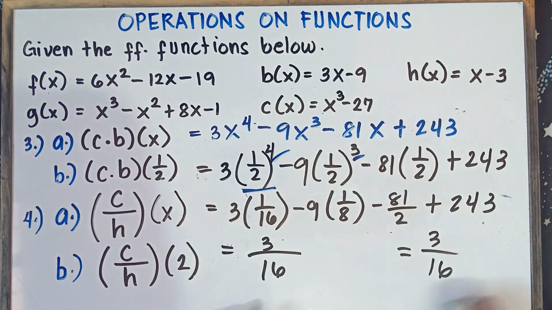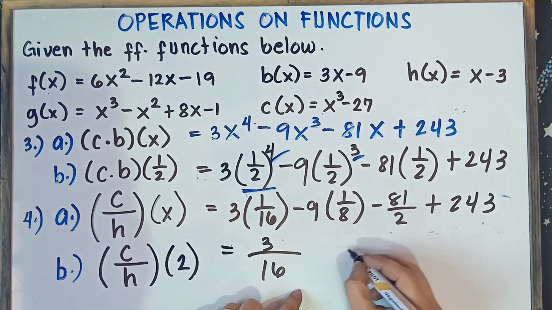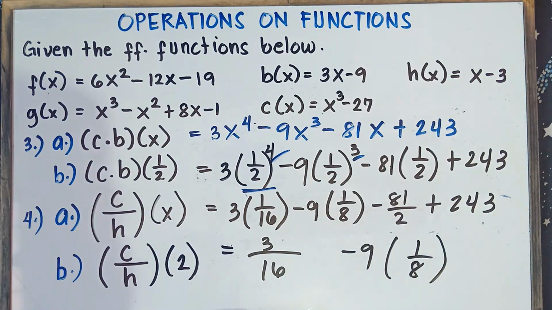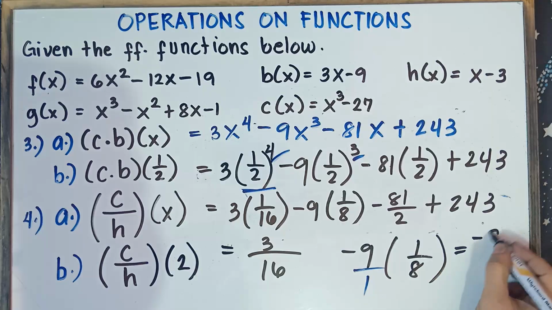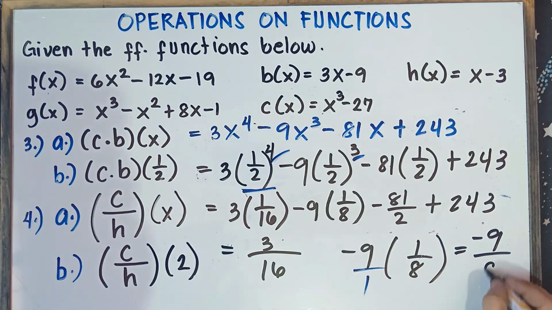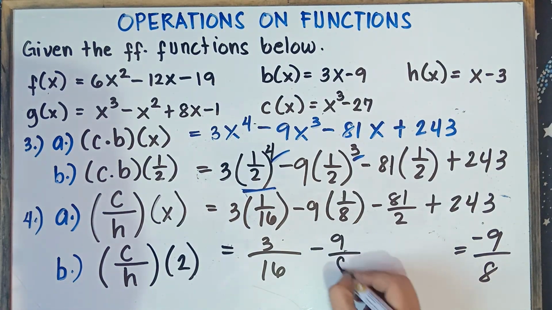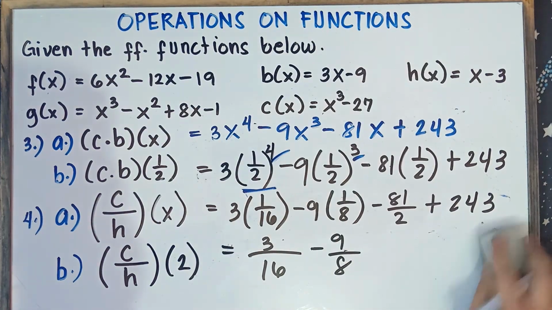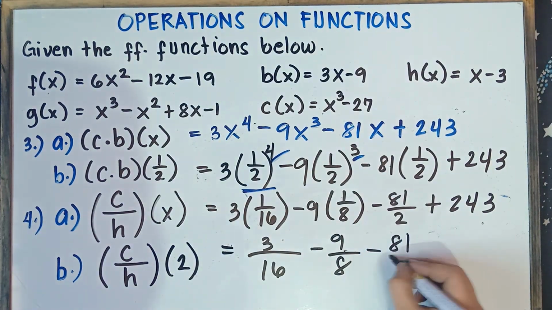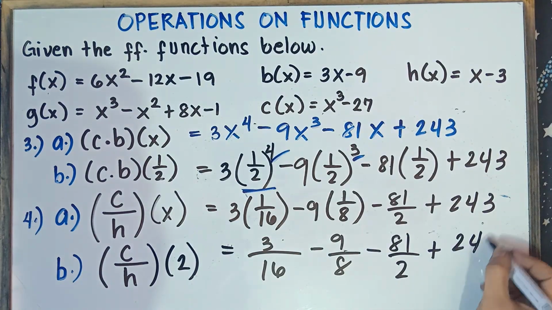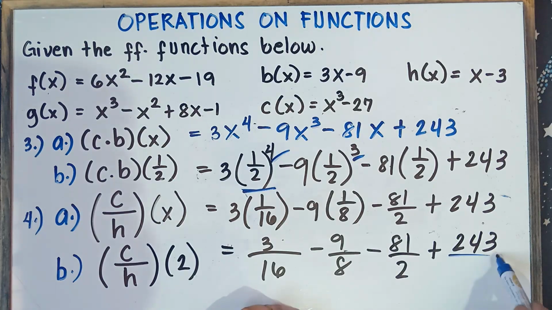Alright, and then this one, so do it step by step. Negative 9 multiplied by 1 over 8. So understood that there's 1 here. Negative 9 times 1, that would be negative 9. 1 times 8, that would be 8. So this will be negative 9 over 8. Alright, and then copy this one. Negative 81 over 2. And then copy this one, positive 243. So we can put over 1 there, that's okay.